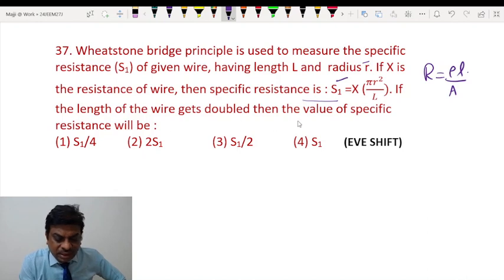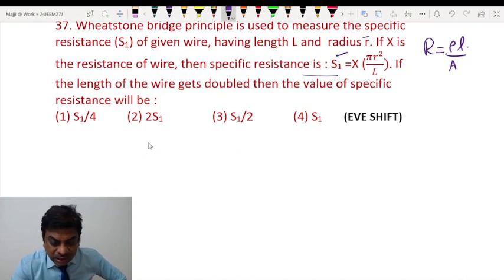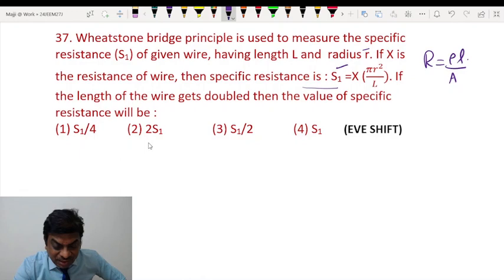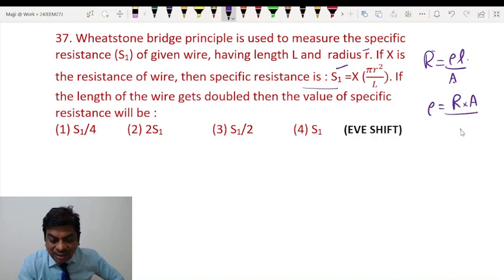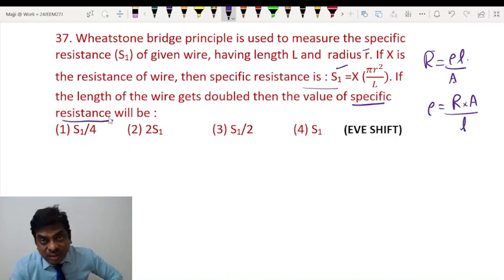The length of the wire gets doubled, but the value of specific resistance does not. Now here, students, you have to understand very clearly that even though rho can be expressed in terms of R, L and A, it doesn't mean that rho depends on R, L and A. As you know, specific resistance is a material dependent quantity.